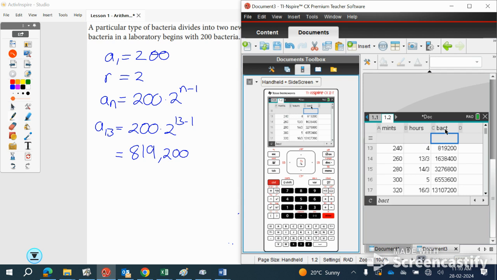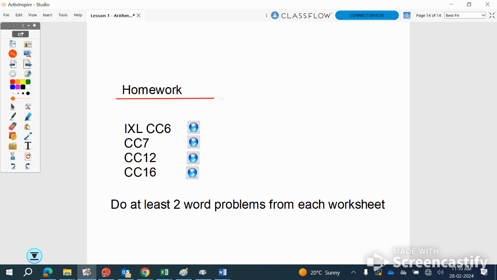All right, that is it for today. But before I say that, I've given quite a few worksheets. You don't need to work through all of the worksheets entirely. What I suggest is you do the 4 IXLs, and then go through the 3 worksheets and pick 2 word problems from each, and do at least 2 word problems. That should be enough. On the worksheets, there's lots of questions about finding recursive and explicit formulas, so you don't necessarily need to do all of those.